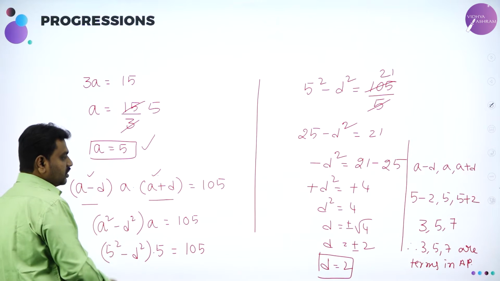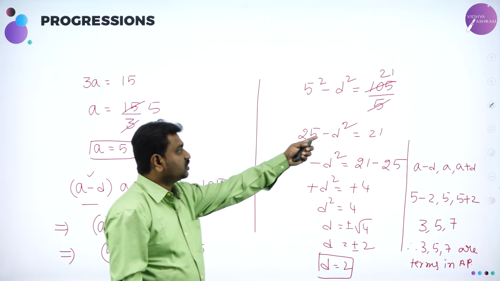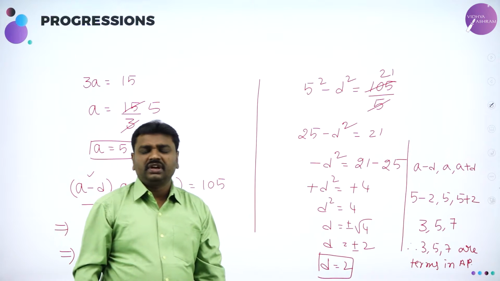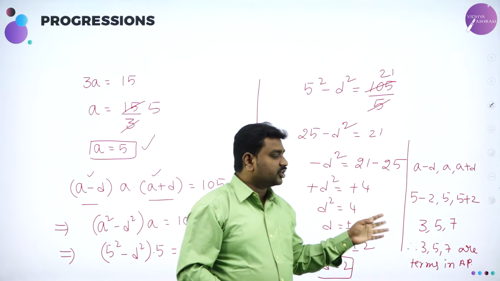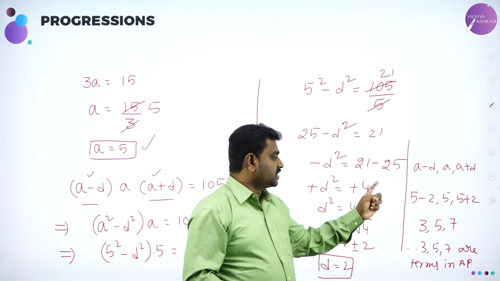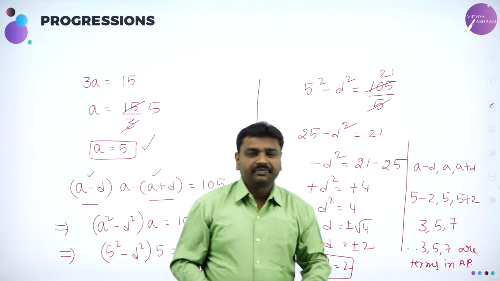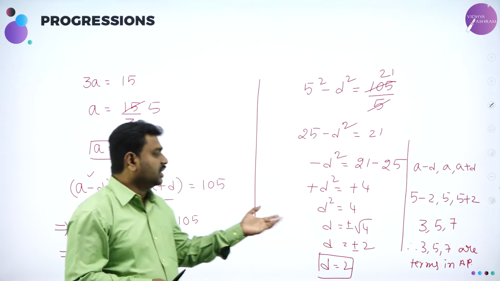5 square is 25. 25 minus D square is 21. Solve it. D square will be 4. D is plus or minus 2. You take plus 2, you will get this. If you take minus 2, you will get it in reverse. You will get 7, 5, 3. That's it, one and the same. Any one common difference is enough. We got the 3 numbers they want.